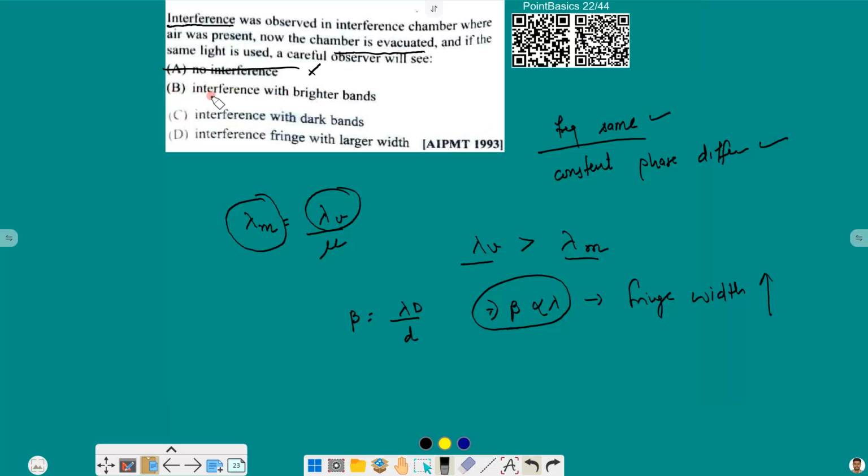So here it is mentioned in option B: interference with brighter bands. Now the brightness of the bands is proportional to intensity, and nothing is mentioned here about what we have done with the source, whether its intensity is increased or decreased. So we cannot say surely about B, and similarly for C, interference with dark bands. We have no information regarding intensity, so we will reject both options B and C. And in option D, interference fringes with larger width, and that we have already concluded, that the fringe width will be larger. So option D is going to be the right answer.